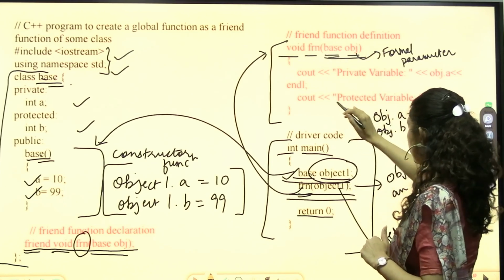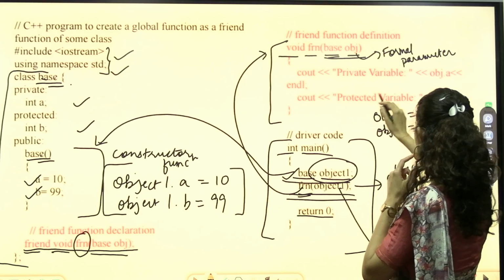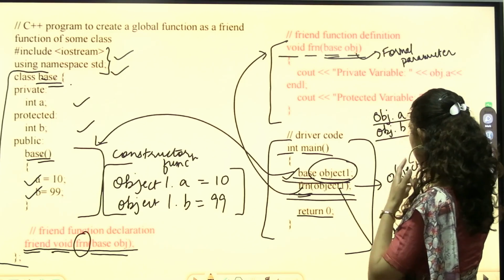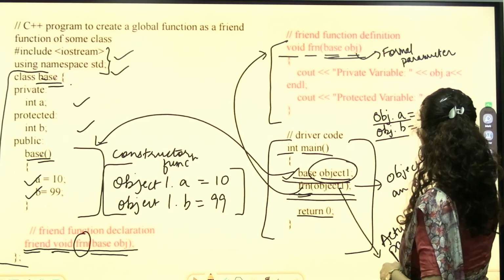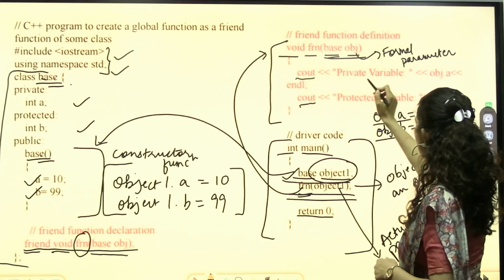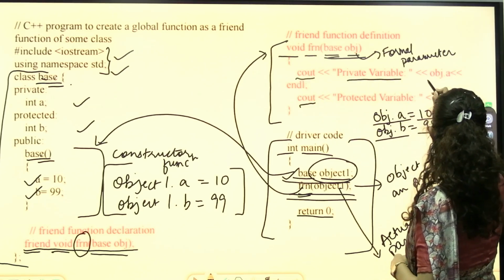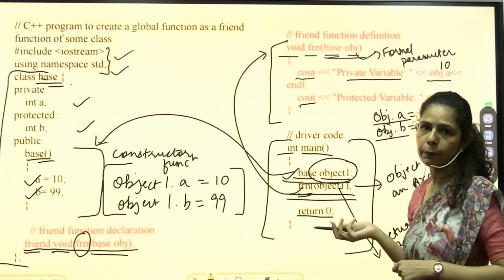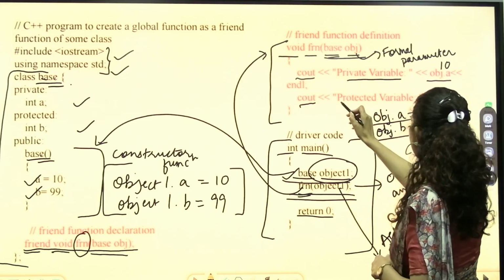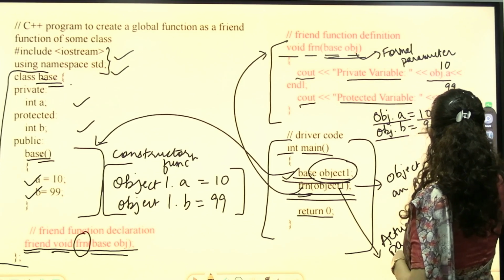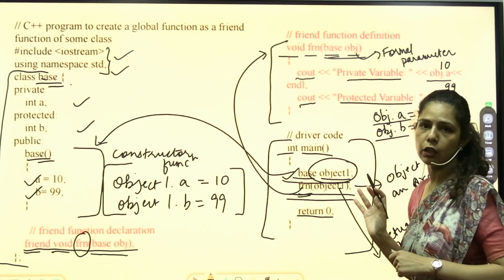Inside this friend function, what is happening? We are just displaying the values of obj.a and obj.b. We know that obj.a is 10 and obj.b is 99, so we are displaying it using cout. Using cout, your private variable obj.a will have the value 10, so 10 will be printed here. In the next line, the protected variable obj.b value is 99, so it will display all these values here.